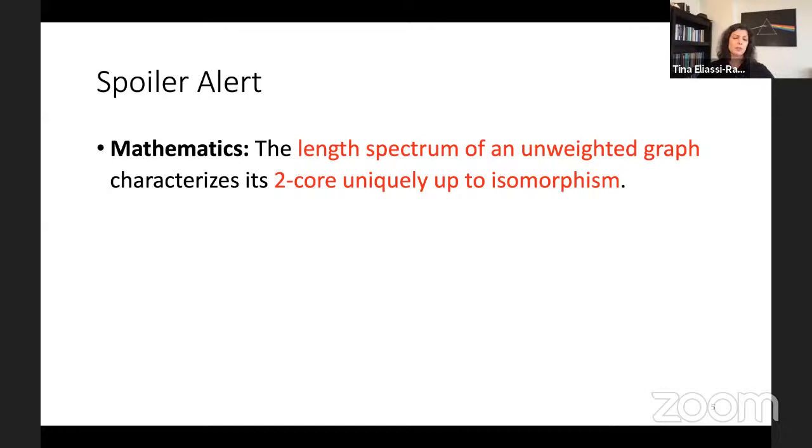At this point, you should think, oh my gosh, this length spectrum must be an infinite mathematical construct, and it is. So a lot of our time was spent on how to actually compute this. And if you're not familiar with what a two-core of a graph is, think about a graph and basically shave off its dangling edges or its tree-like parts.